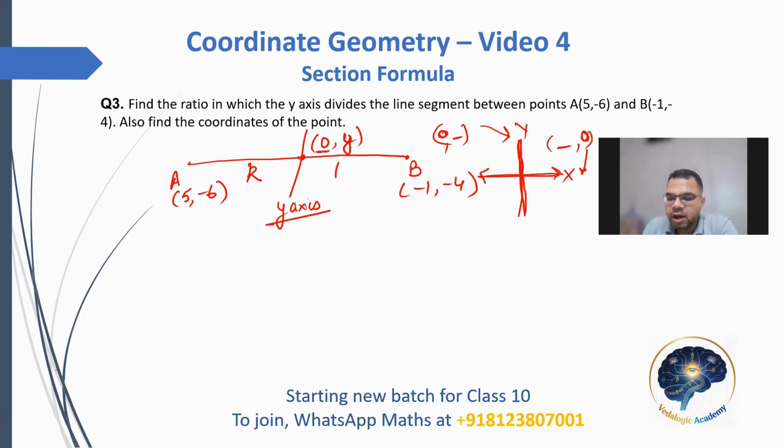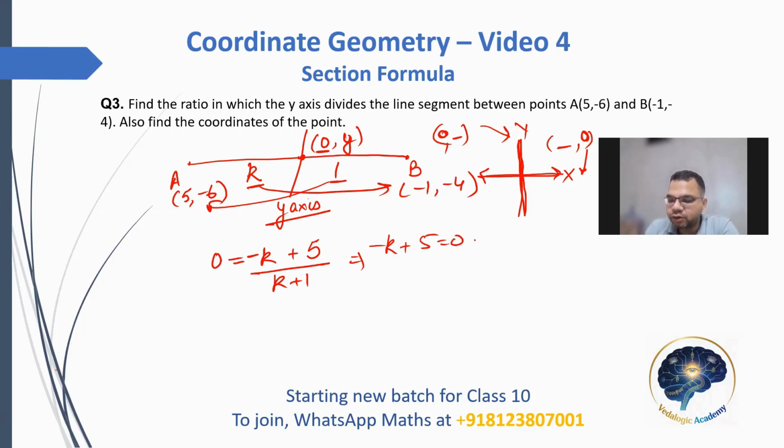So we have the x coordinate, which is 0. Let's find out using that. So 0 equals, we are going to use k with this far value, and 1 with this far value here. So k into minus 1 becomes minus k, plus 5, upon k plus 1. So it becomes minus k plus 5 equals 0, which becomes k equals 5. So therefore the ratio becomes 5 is to 1.